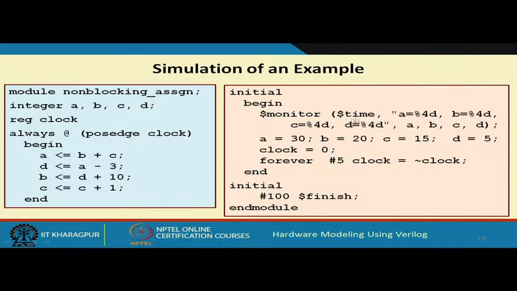We are using the monitor to mention which variables to print, then we initialize the variables. The clock is also initialized to 0, and in a forever loop we are generating the clock signal. Forever is a loop which goes on indefinitely. We say that after a delay of 5 you do clock equal to not clock. So, the clock signal will be generated like this.